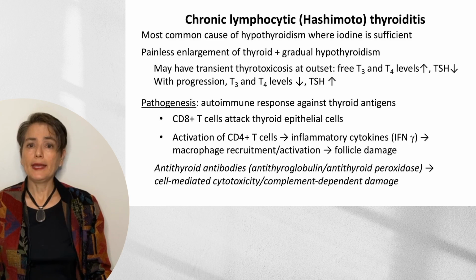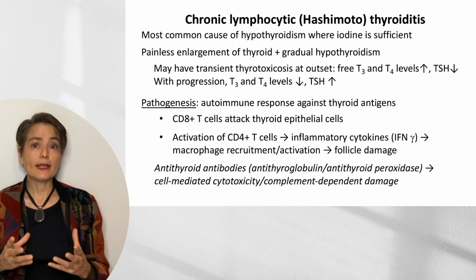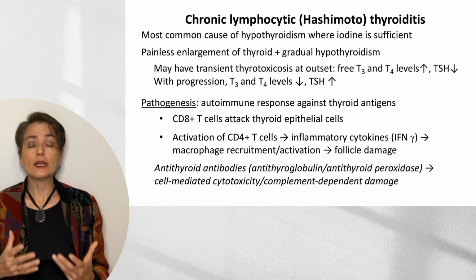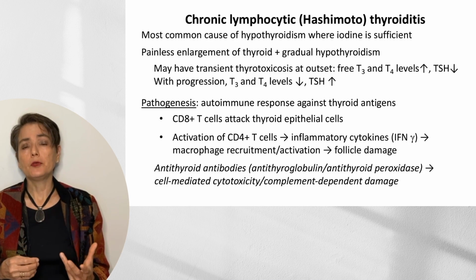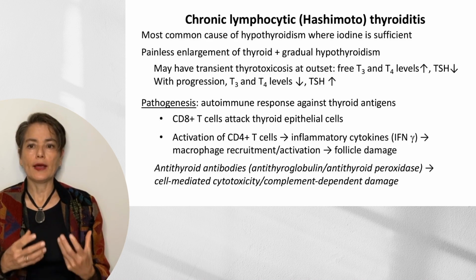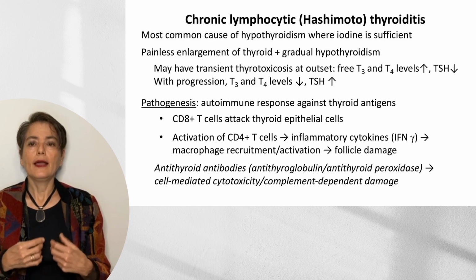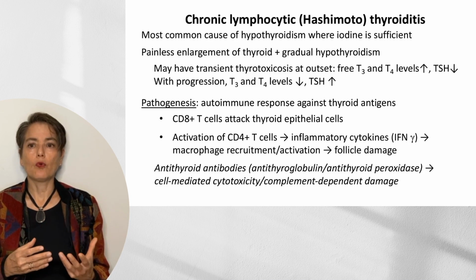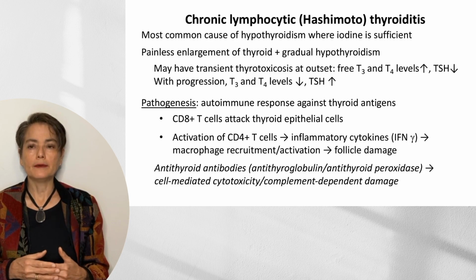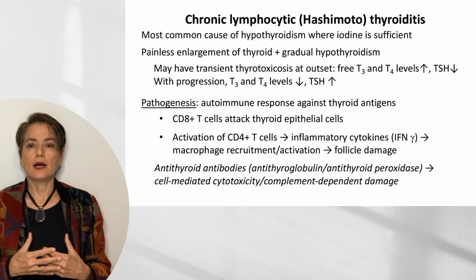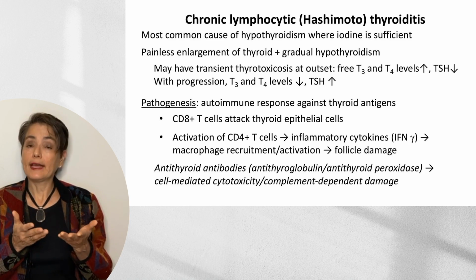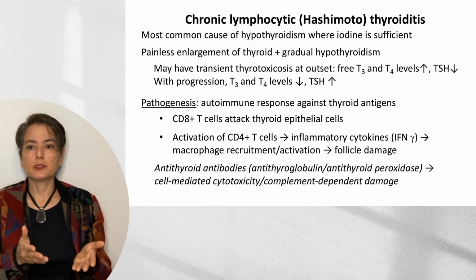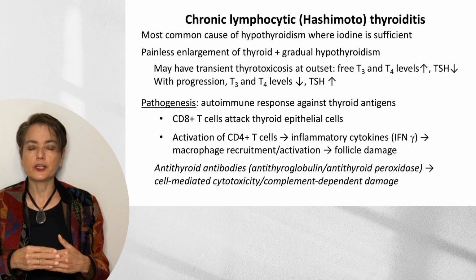Patients will present with a painless enlargement of the thyroid and gradual hypothyroidism. Now, they may present with a transient thyrotoxicosis at the outset, and the reason is that Hashimoto thyroiditis is due to an autoimmune attack on the thyroid, and when that happens, you can get release of colloid and release of free T3 and T4, which will be increased in the blood. Now, this can be that transient hyperthyroidism. As T3 and T4 levels go up, you're going to have negative feedback inhibition on the hypothalamus and the pituitary, leading to a decrease in TSH.